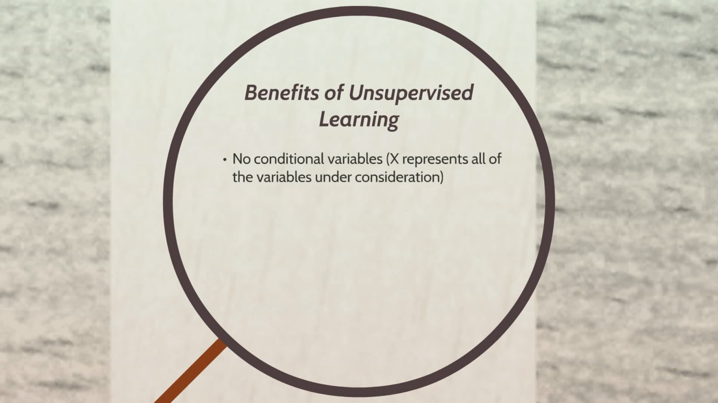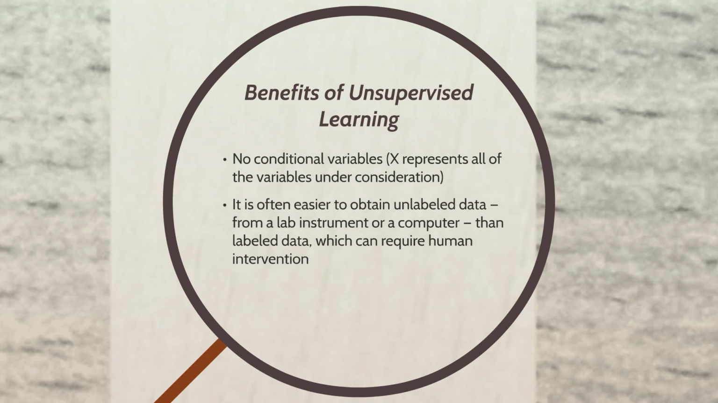But there are some benefits to unsupervised learning. There are no conditional variables. So I mentioned in the first slide that there isn't really an X and Y, there's just X. And X represents all of the variables under consideration. Our inputs aren't dependent on an output. Our output isn't dependent on an input. We're only looking at one input variable and the relationship among itself, and it's not conditional on other variables. So that makes our problem simpler in a lot of cases.